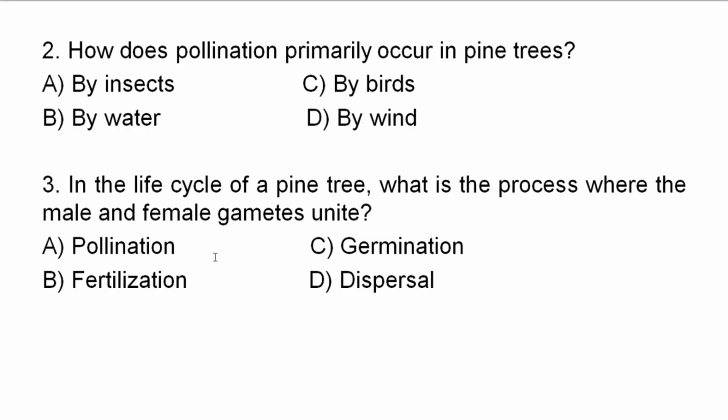Good. Question number 3. In the life cycle of a pine tree, what is the process where the male and the female gametes unite? A. Pollination. B. Fertilization. C. Germination. D. Dispersal. Which one is the correct answer? What's the name of the process where the male and the female gametes unite? And this process is called what?